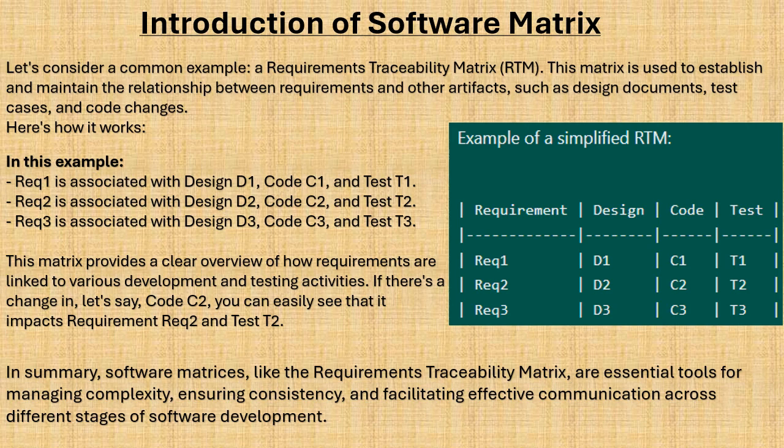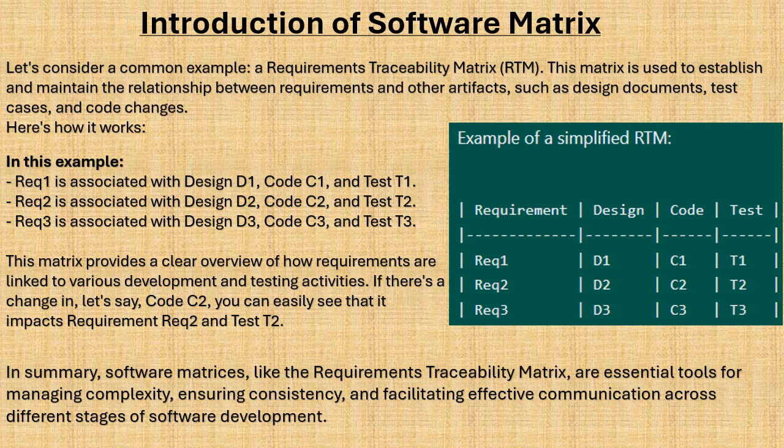So in this example, Req 1 is associated with design D1, code C1, and test T1. Next, Req 2 is associated with design D2, code C2, and test T2. Last, Req 3 is associated with design D3, code C3, and test T3.